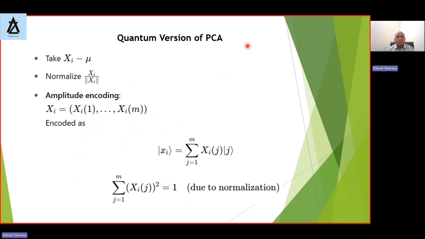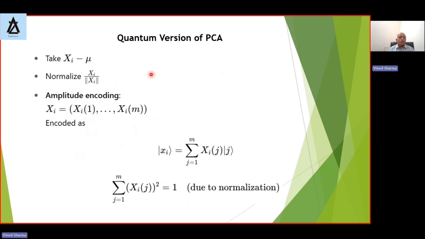Now we create the quantum version of this method. Again, from xi you subtract the mean. Now, in addition to that, we normalize this data also. Each xi is divided by the norm of xi. This way, the data that we get has norm 1. Often in the traditional methods also we do normalize, but in the method that we are proceeding with further, we need to do that because we use what is called amplitude encoding.